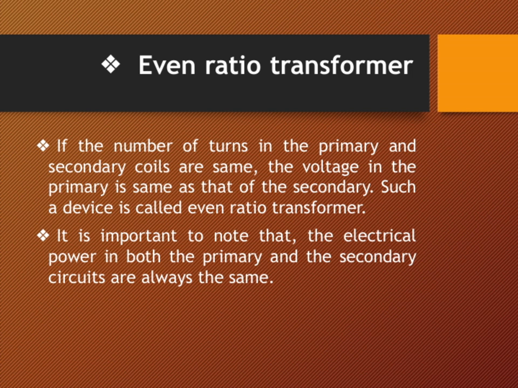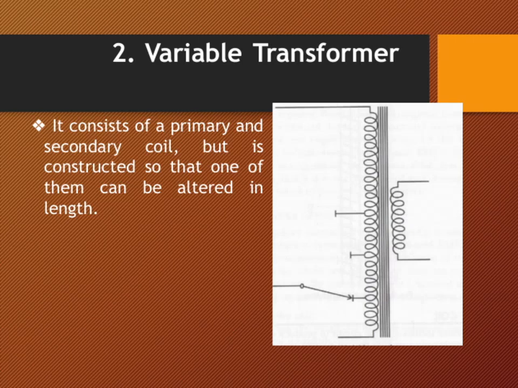This slide shows a basic setup of a transformer, which has a primary and a secondary coil. The interesting part here is that it's constructed in such a way that one of these coils can be adjusted in length. This adjustability is what makes it a variable transformer. By changing the length of the coil, we can alter the magnetic coupling between the coils, which in turn affects the voltage transformation ratio. This flexibility is really useful in applications where precise voltage control is needed. Overall, this design highlights how transformers can be tailored for specific voltage requirements, making them versatile components in electrical systems.